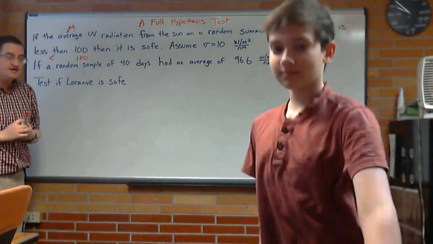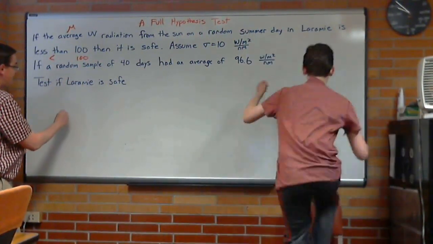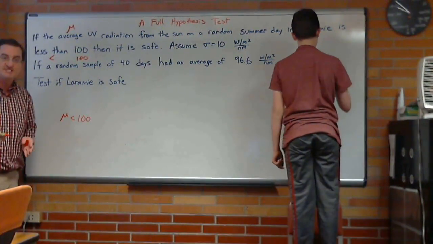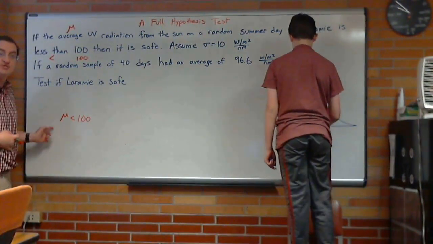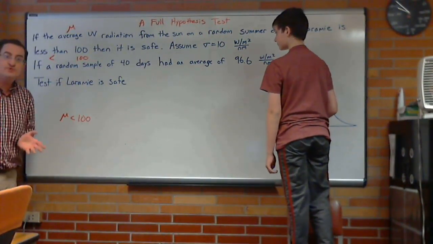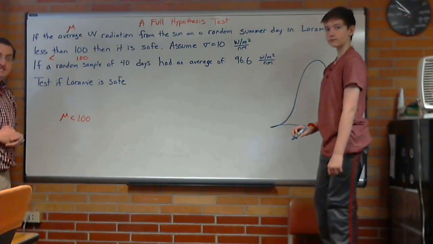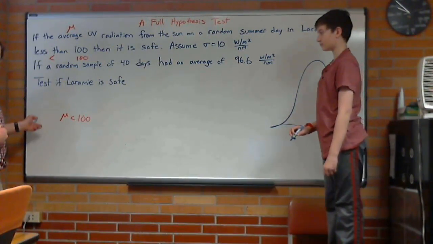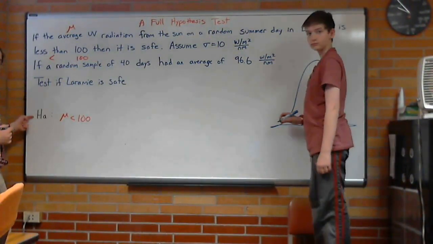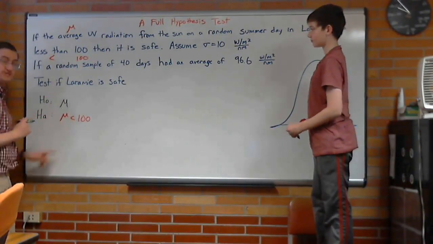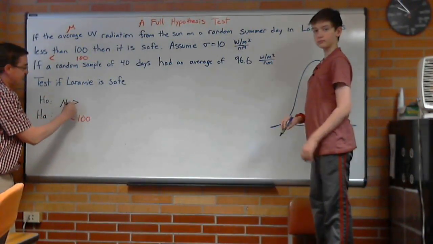So somewhere on my hypothesis test, I want to have average less than 100 because that's what the question asked for. Is this the null or the alternative? Well, I don't know yet, so let me think about it. Here there's no equal sign. That tells me this must be the alternative. Now that I know what the alternative is, it's easy to go back and fill in what the null is. If this is less than, the null must be greater than or equal to.